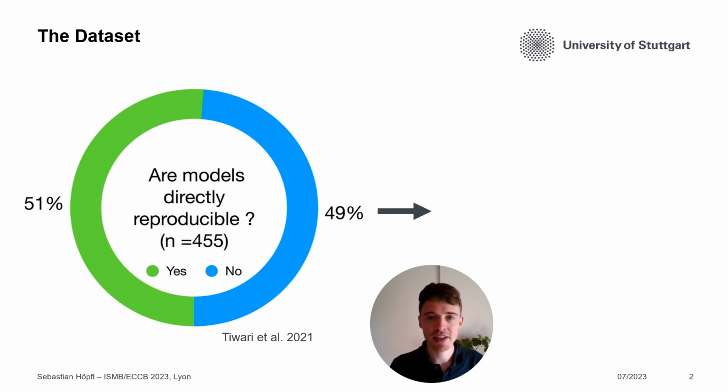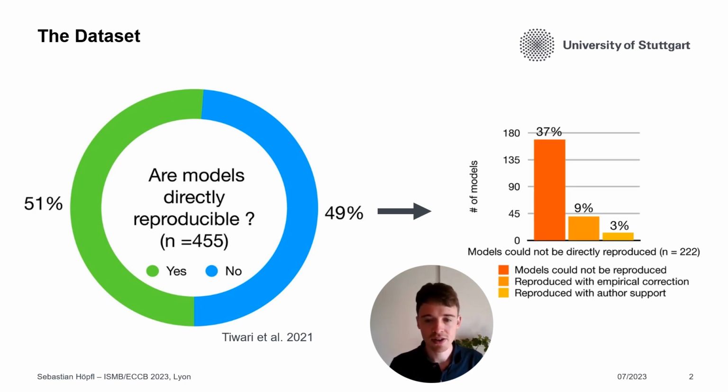It's from Tiwari et al., and they investigated 455 models in systems biology. From these, only every second was directly reproducible. From the 49% of the models which were not directly reproducible, they also tried to make empirical corrections and to contact the authors. And you see, even with these measures, they were not able to reproduce 37% of the models. So they were not reproducible at all. We compared these directly reproducible models against these not reproducible models.